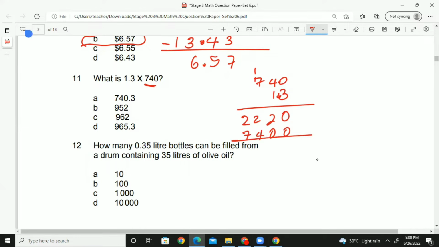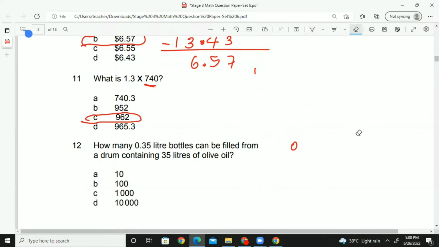All right. So I'm getting a 0, a 2, a 6, a 9. And guess what? I have one digit behind the decimal point. So right there, this is 962 I'm looking at for my answer. Let me take this outside of that question.